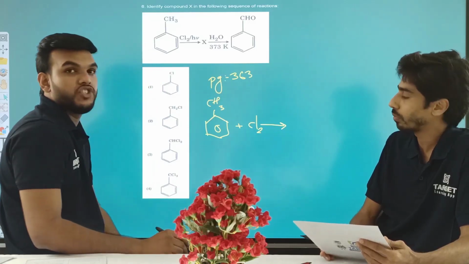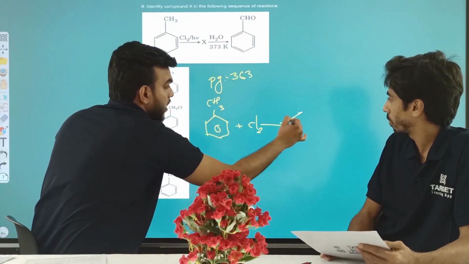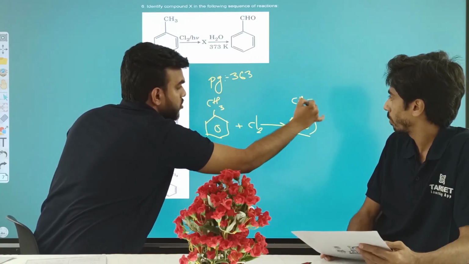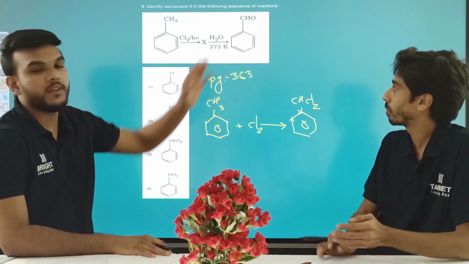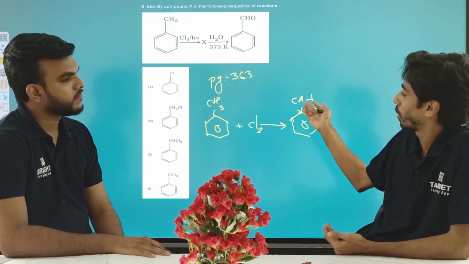It will form a side chain chlorination to form a dichloro compound. So we can say the answer is that it will form a dichloro compound, that is CHCl2. And on further hydrolysis, it will form benzaldehyde. So we can confirm that the product is C6H5CHCl2.